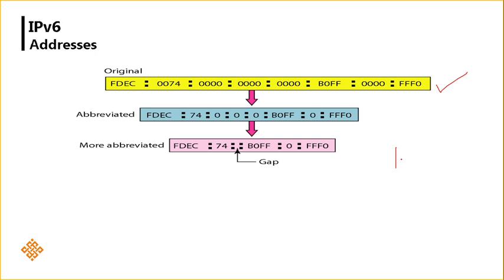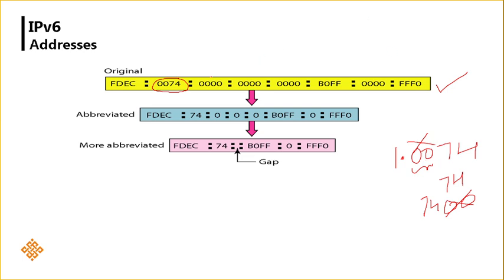First condition, if any block, for example this is 0074, if any block contains leading zeros, those zeros can be omitted. You can write it as 74. But if it is 7400, don't omit these zeros. Only leading zeros should be omitted.